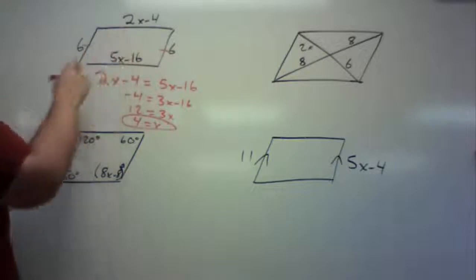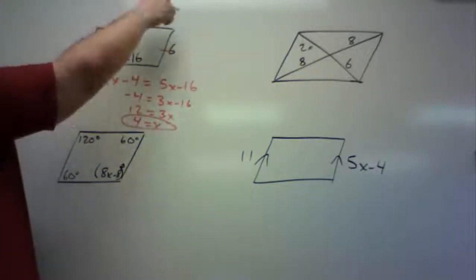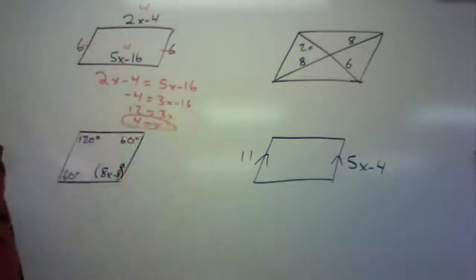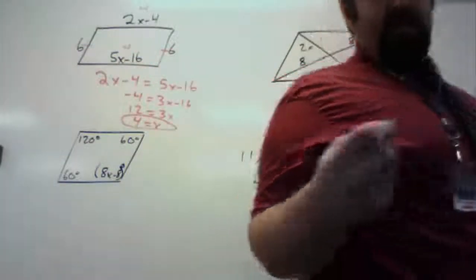When I plug 4 in, I get 20 minus 16. This length is 4. When I plug 4 in, I get 8 minus 4, which is 4. It just so happened that that also ended up being the same one. So yeah, now that shape is for sure a parallelogram only when x is 4.